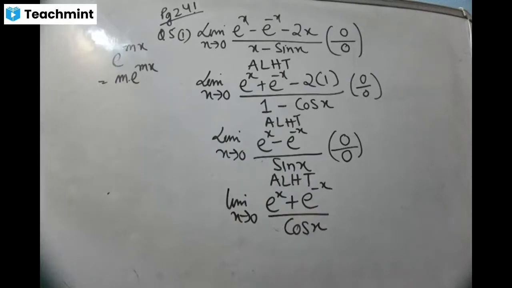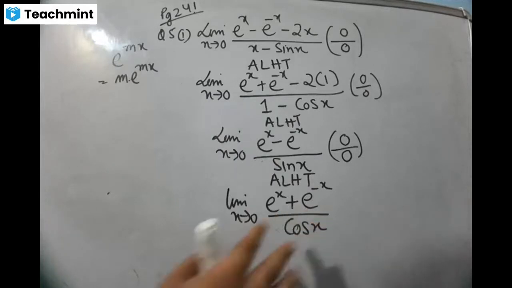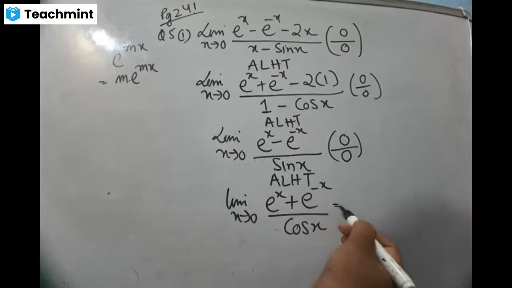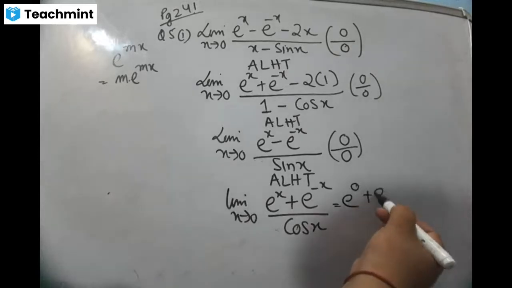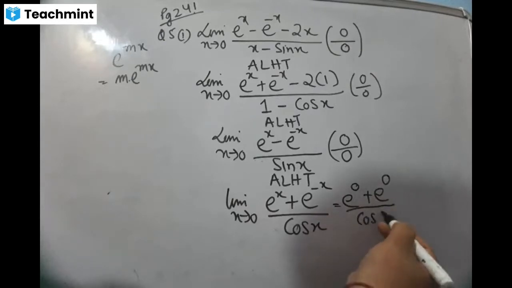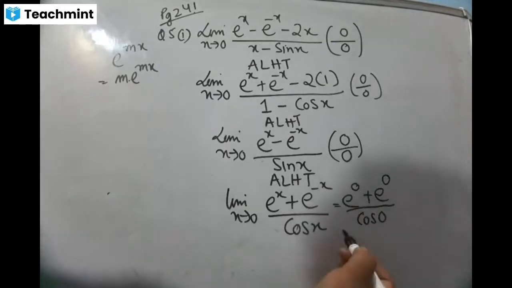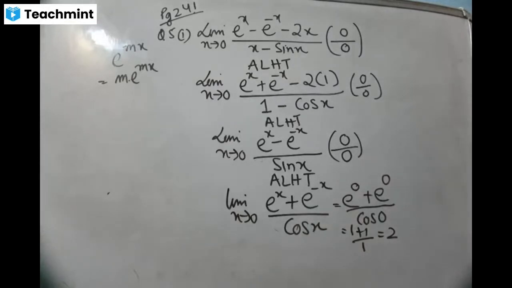Now for the last time, put the value of x. X is 0, but cos 0 is not 0, it is 1. That means we have successfully removed 0 from the denominator. That means this itself is your answer. So just remove the limit and put the value. E to the power 0 plus e to the power minus 0. Anything to the power 0 is 1, plus anything to the power 0 is 1. So you are going to get 1 plus 1 by cos 0, which is 1. So the answer is 2. So the right option that you need to tick mark is 2.